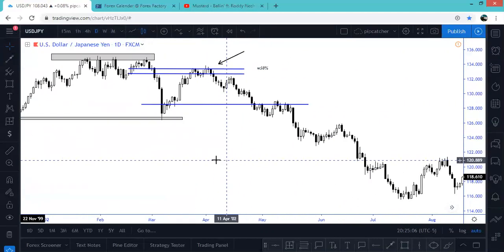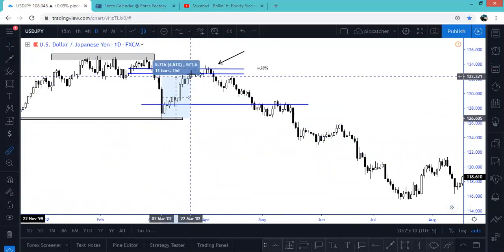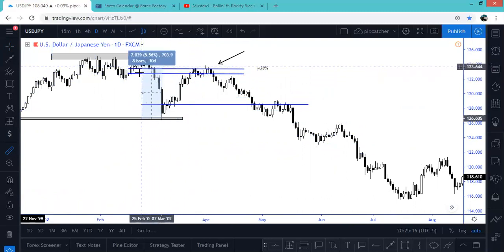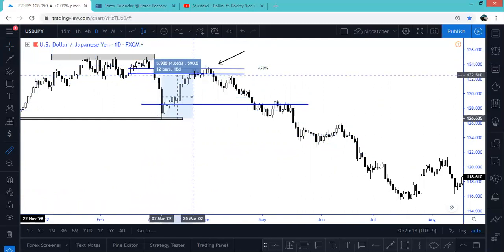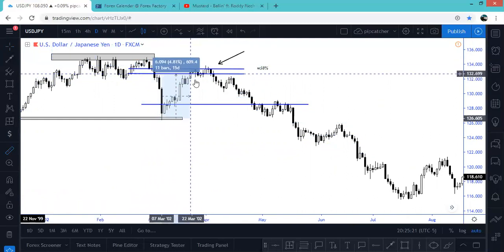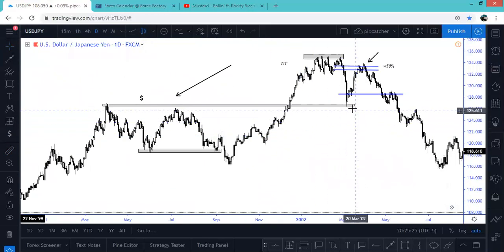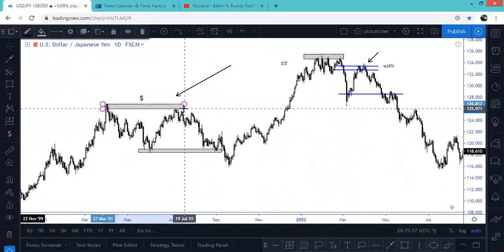So you could have actually caught a nice counter trend buy right here up into your weekly. You have that weekly order block up here. That could have been your target. A 600 pip buy, right? That's crazy. But let's bring it back here.